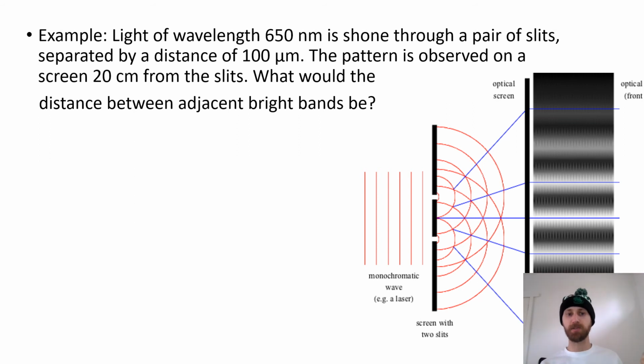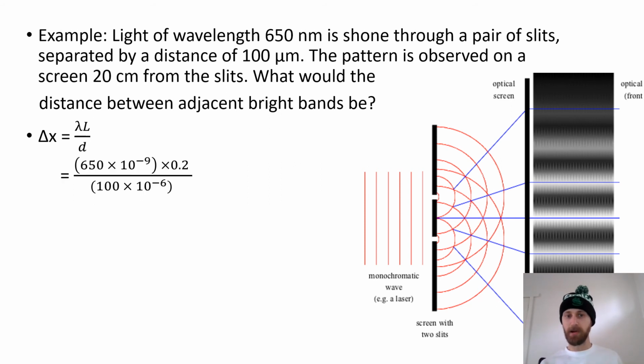The pattern is observed on the screen, which is 20 centimeters from the slits. So what would the distance between the adjacent bright bands be? What would the fringe spacing be in this case? We just grab our equation from before. We want to find the distance between the bands, which is going to be delta x.